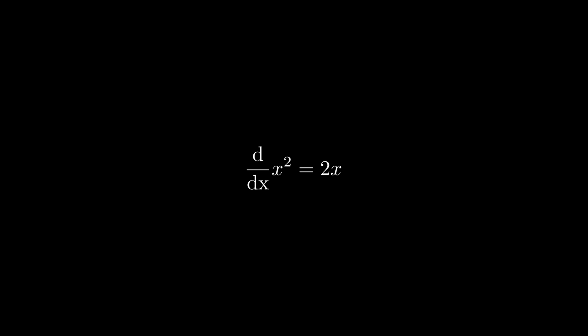This video is about the derivative of x squared. The derivative of x squared is 2x. We could derive this algebraically quite easily, but in this video we'll gain some intuition for why this is using geometry.